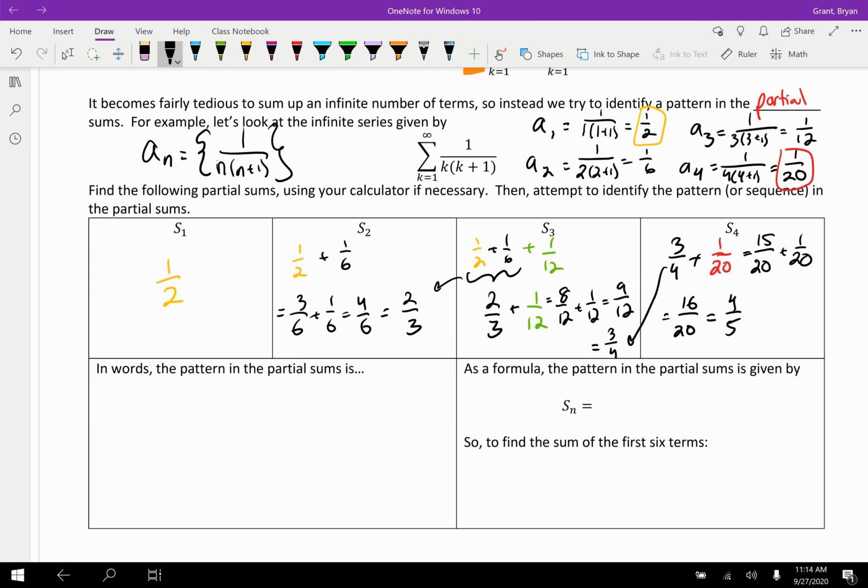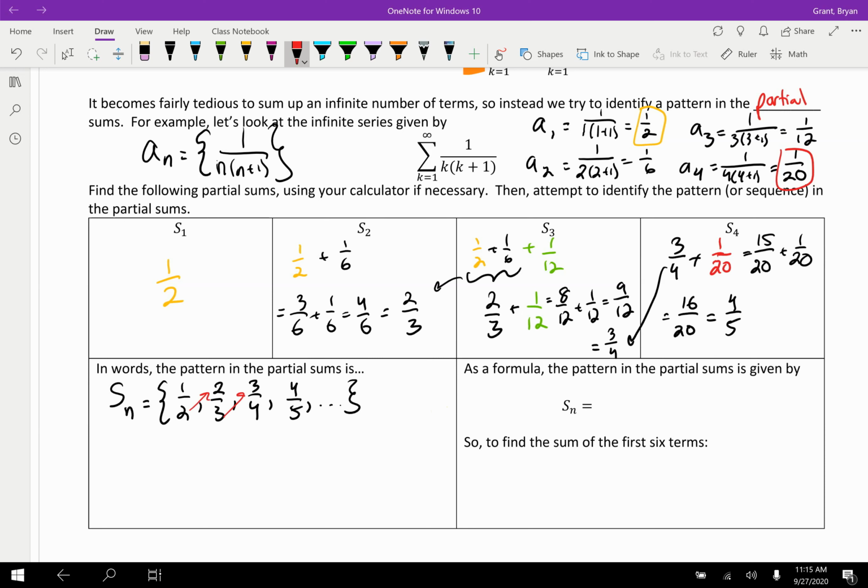Okay, now let's go ahead and see if we can figure out a pattern in these partial sums. Honestly, I like to go through and just write out the first couple partial sums. We got 1/2, and then 2/3, and then 3/4, and then 4/5. Really, we could go on forever, but we just found the first 4. Now, a couple things to look at for this pattern. First, is there a pattern? I think it is pretty apparent that there's a pattern.